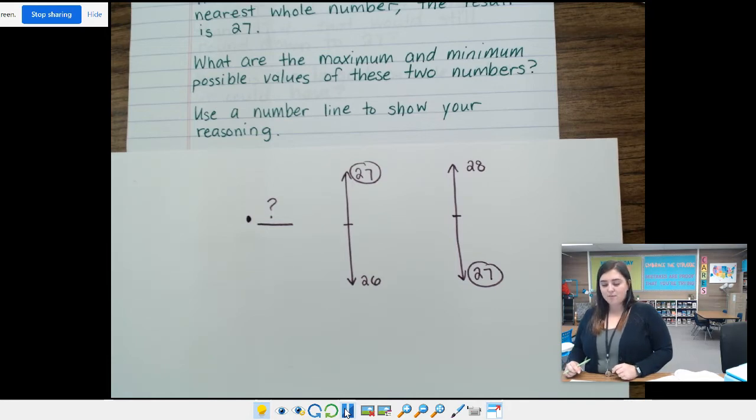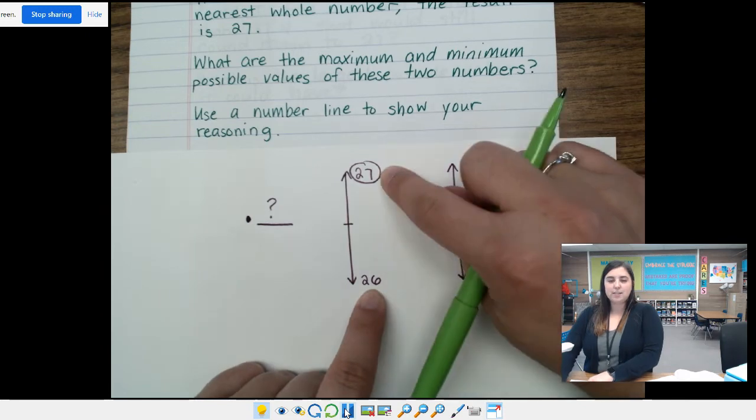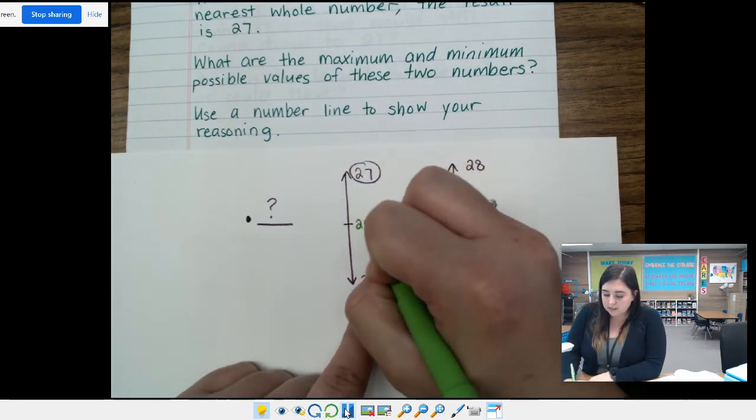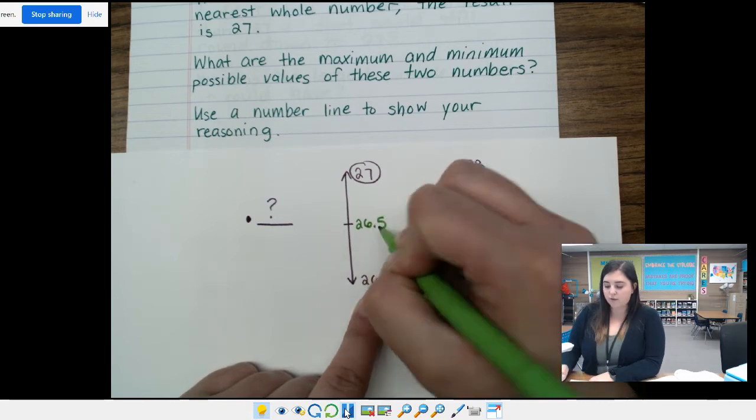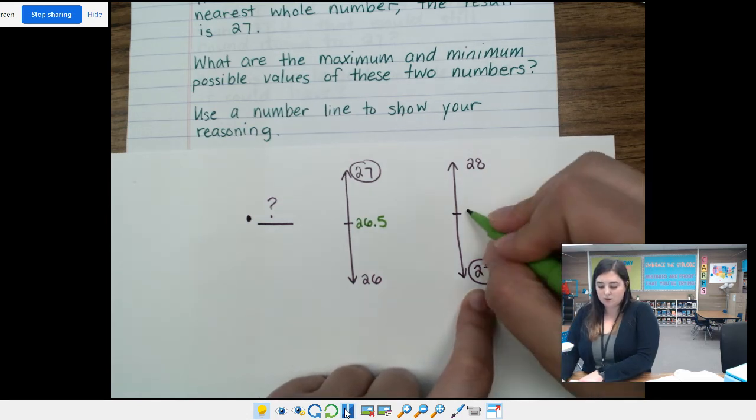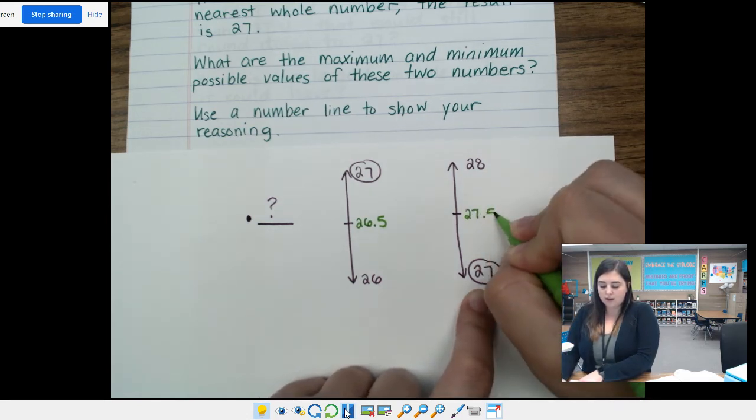Okay, have you figured it out? So in between 26 and 27 would be 26 and a half. What's in between 27 and 28? 27 and a half.